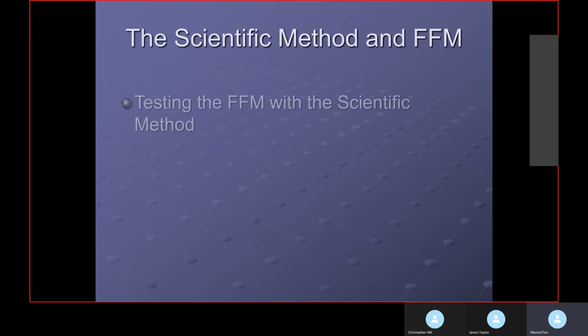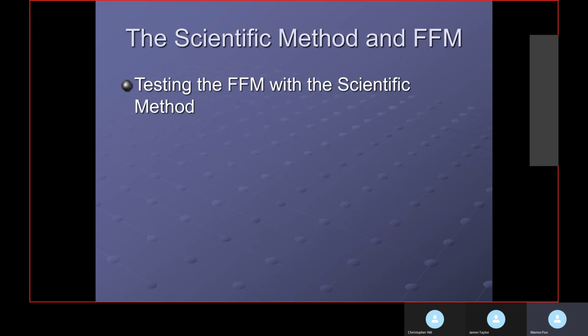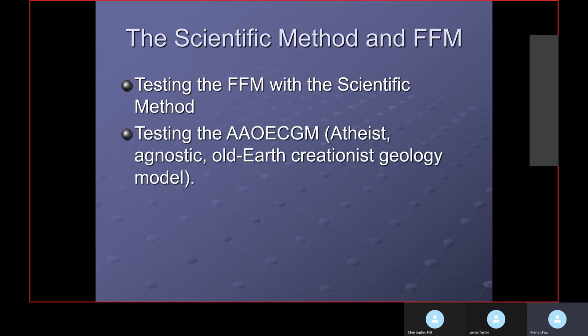Tonight, we're going to be looking at the testing of the Fox flood model with the scientific method. So we introduced the scientific method and how we test things in our last lesson, but we'll be looking at it, my model, testing it here tonight. And next week, Lord willing, we'll be doing that again with the last lesson.